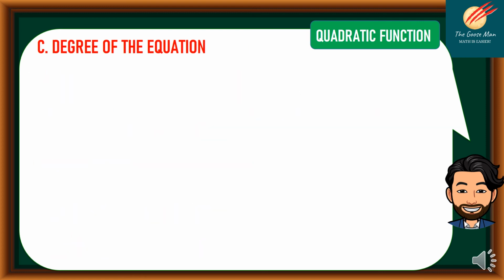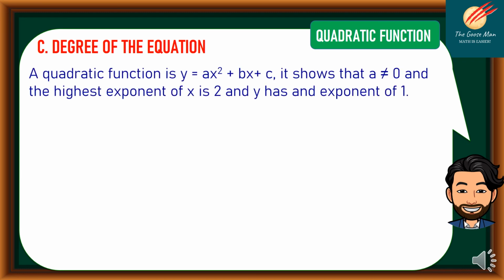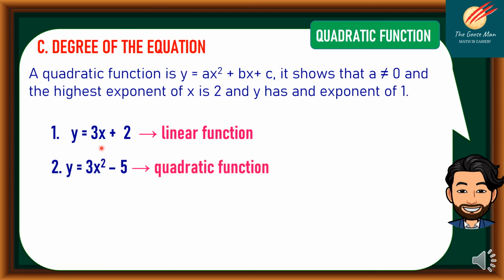The third way of illustrating a quadratic function is through the degree of the equation. A quadratic function is y is equal to ax squared plus bx plus c. It shows that a is not equal to 0, the highest exponent of x is 2, and y has an exponent of 1. If we have y is equal to 3x plus 2, this is only a linear function because the highest exponent of x is equal to 1. On the other hand, y is equal to 3x squared minus 5 is a quadratic function because the highest exponent of x is equal to 2.